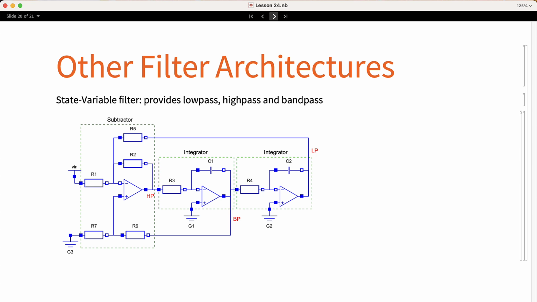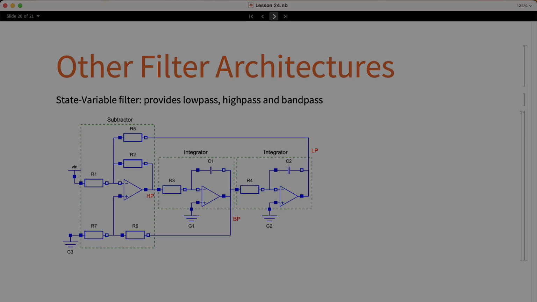We could use other architectures, for example, the state variable filter. In the diagram you can see the components. It may look complicated, but in reality it is very simple if we split it into blocks. It consists of two similar integrators and a subtractor. The cutoff of the filter is adjusted by changing the gain of these two integrators. One interesting aspect regarding this architecture is that it provides three filter types at the same time: a low pass output, a band pass output, and a high pass. We are not going to analyze the state variable filter in detail during this course, but you can find in the literature the design equations.